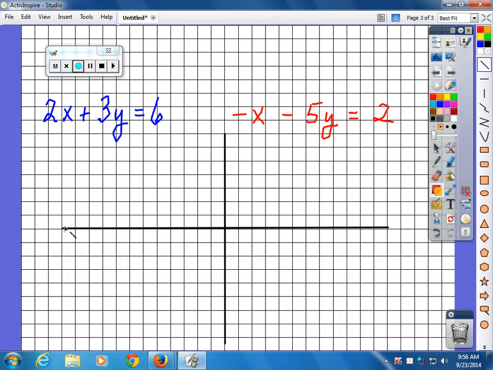I wouldn't give him any graph paper. You can't bring no graph paper to class.